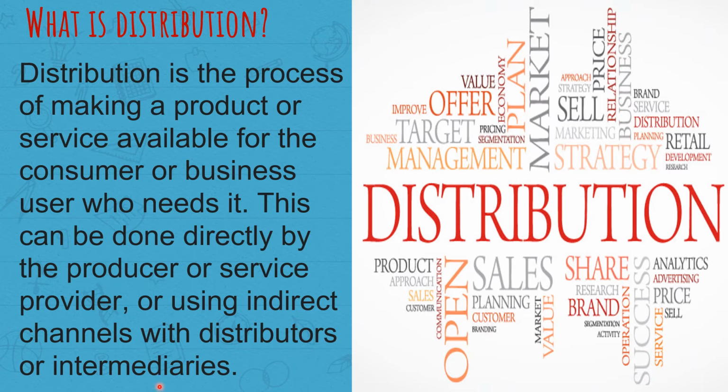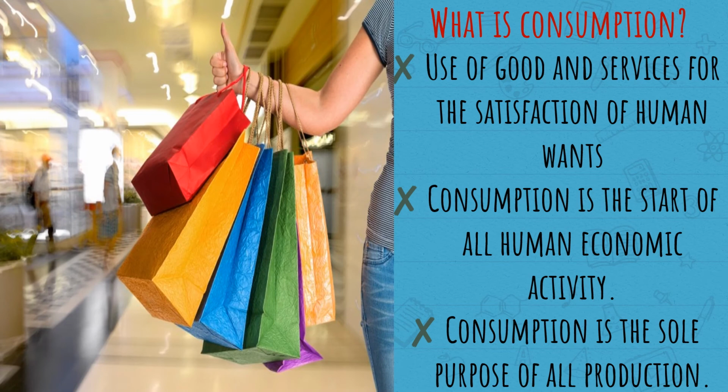Now, intermediaries could mean middlemen who are facilitating the process of exchange and distribution of goods. Now, here is where you and I come into the picture. We all like shopping, don't we? And in the process of shopping, we end up procuring goods, buying goods, and consuming them. Well, this brings us to the next economic activity, which is consumption. What is consumption? It is the use of goods and services for the satisfaction of human wants.